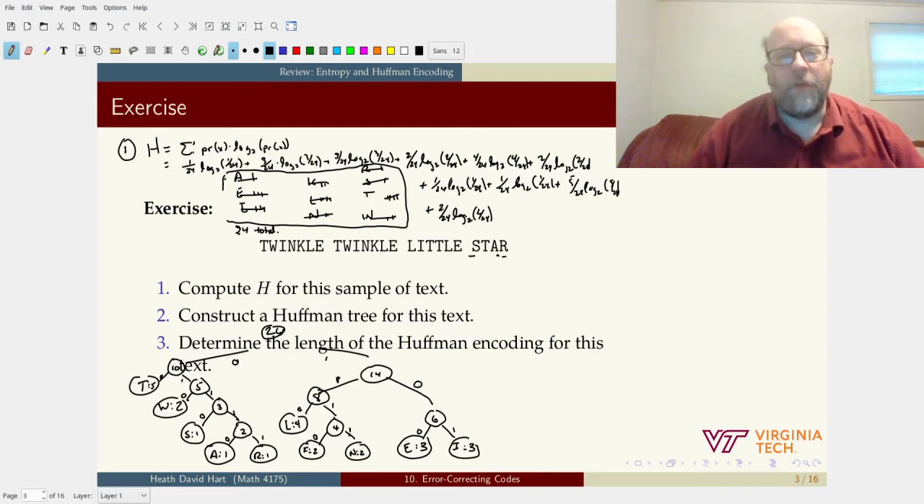So I get my total encoding here. T showed up the most times, and it only takes 2 bits to encode a T, a 0 and then another 0. L showed up the next most times, 4 times, and it takes 3 bits to encode: 1, 1, 0. And then I think W takes 3 bits to encode: 0, 1, 0. Is that right?